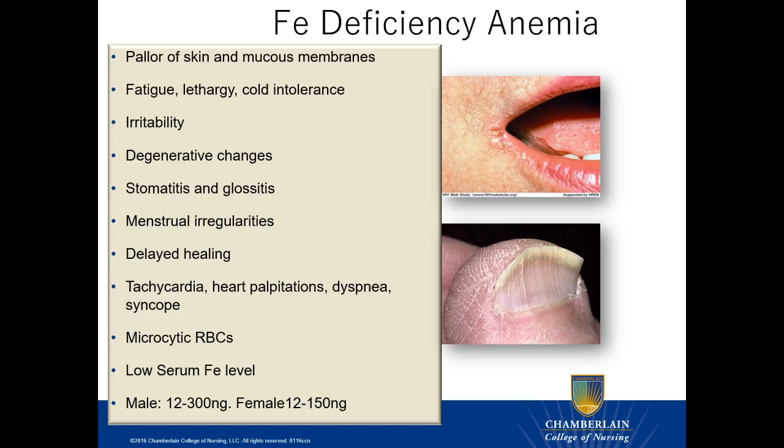Menstrual irregularities, delayed healing. We talked about that in terms of pressure ulcers, but in terms of a bug bite on the leg, oxygen doesn't get there to heal, and that bug bite may become bigger and bigger instead of smaller and smaller as it breaks down. We talked about tachycardia and dyspnea and even syncope. All of these things are related to a deficient oxygen concentration. We talked about microcytic and hypochromic red blood cells. And finally, if we do an iron level in the serum, we'll find low iron.